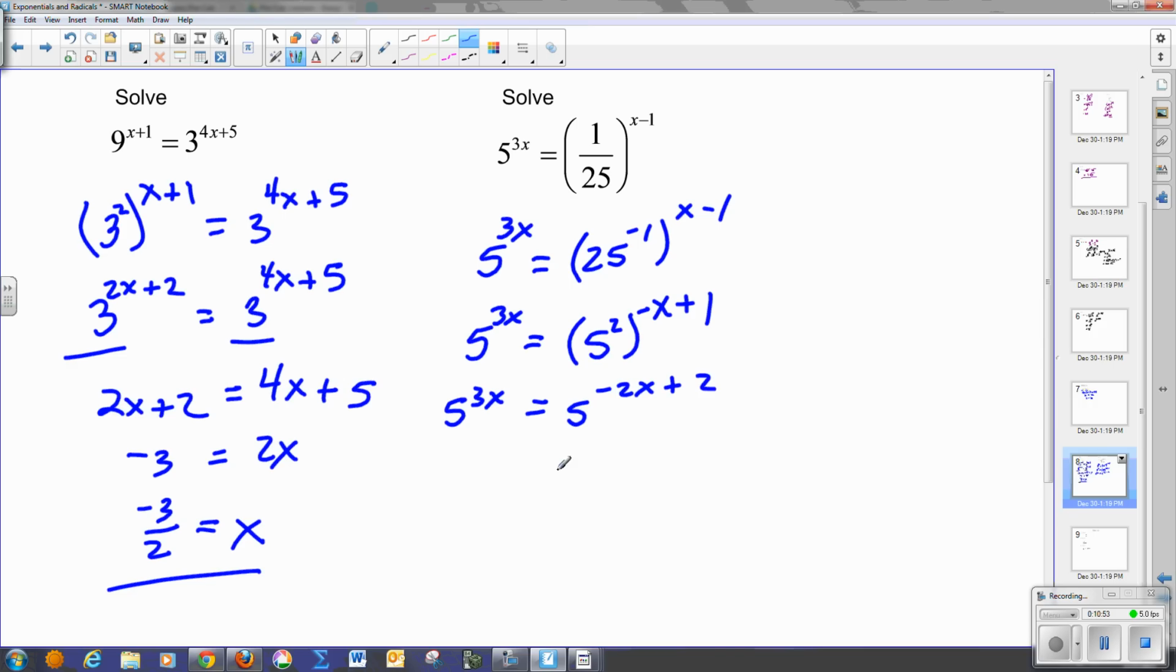Again, one term on the left, one term on the right, same base, set the powers equal to each other. 3x equals negative 2x plus 2, 5x equivalent to 2, therefore x equals 2/5.